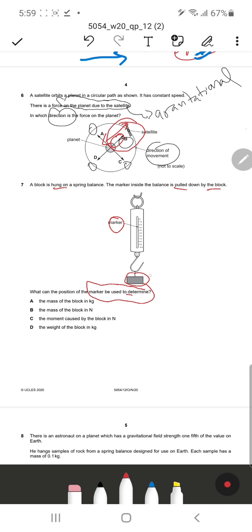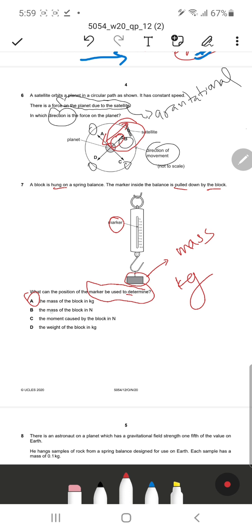Since it's pulled down by the block, we can understand it's actually measuring the mass of the block. Since it moves down, this is determining the mass of the block. The unit of mass is kilograms. So A is the correct response.